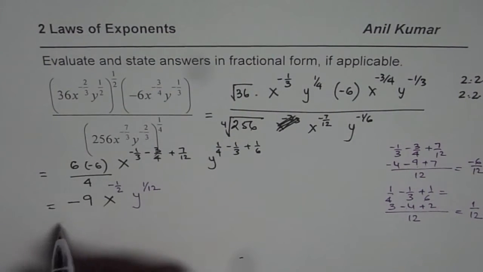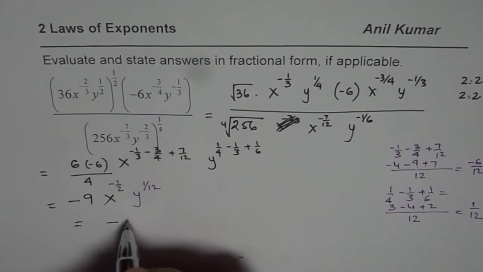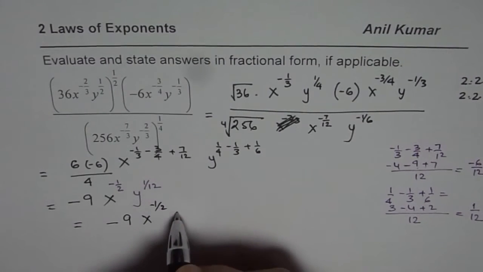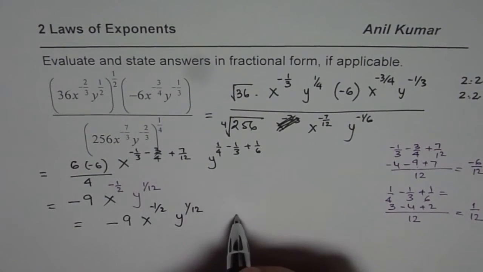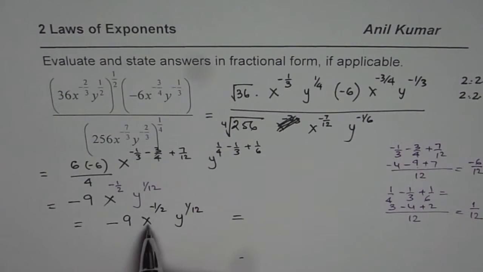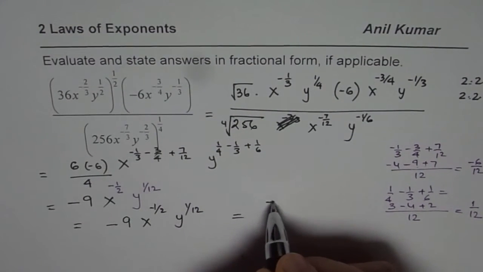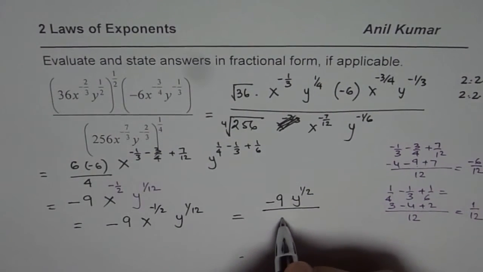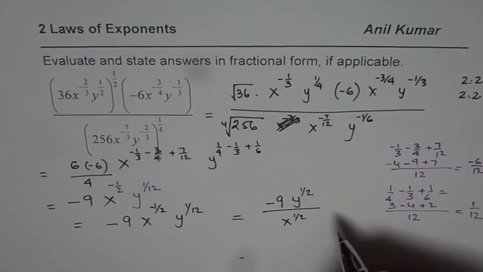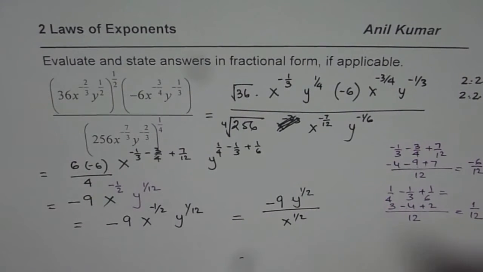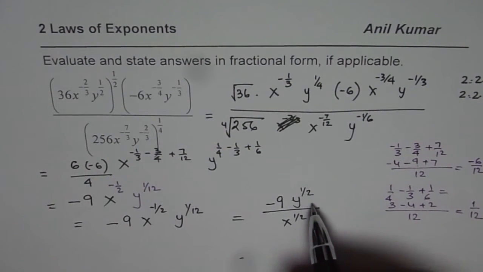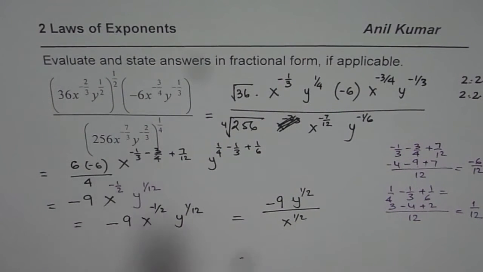So all this is indeed equal to minus 9. Now let me write first as with negative power, y to the power of 12. But most of the time you'll find that you have to write them with positive power. So it should be written as minus 9 y to the power of half divided by x to the power of half, right? So that could be the way to write your answer. So that is how you should be writing, as a power of positive exponents, correct? So this expression gets simplified to the one given here.